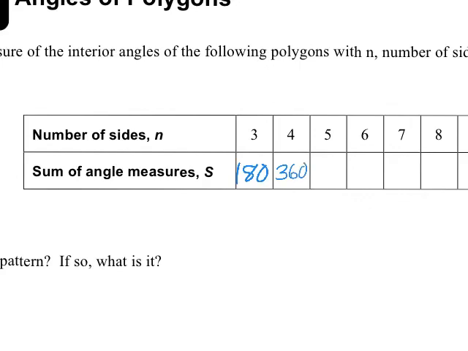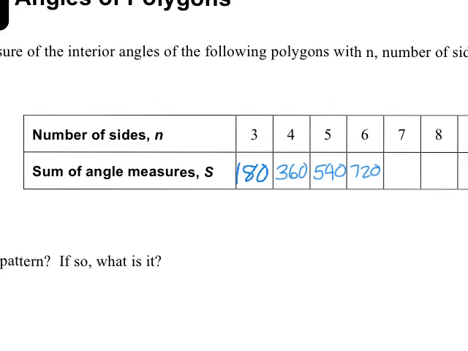Google it. Yeah, it's 540. Dang it. I didn't realize I left it up on the board. Okay, and how about 6 sides? 720. So on and so forth.